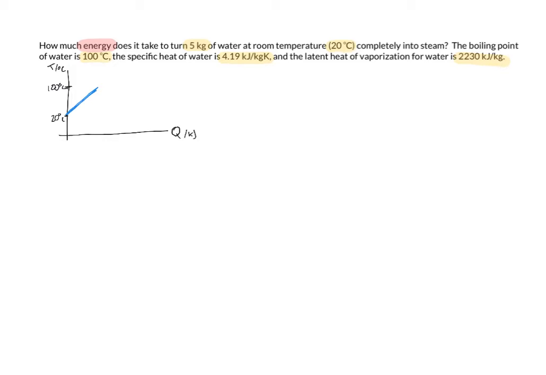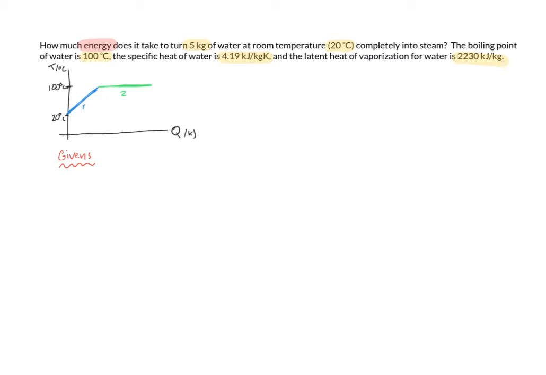The second part of our problem is figuring out how much energy it then takes to turn our 100 degrees Celsius water completely into steam. So that's going to be the second part of our problem, and I'm going to go ahead and write in part 1 and part 2 here, so that way you can see what's going on. So now that I have a picture of what's happening energetically with this water, I can go ahead and start solving the problem.